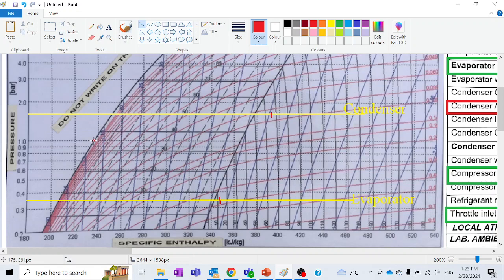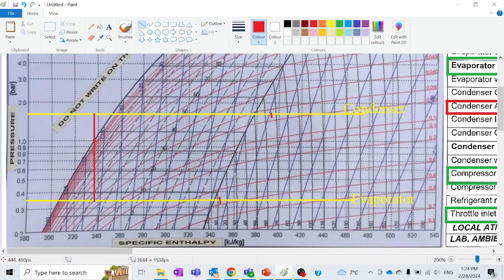exit corresponds to the throttle inlet. So trace a vertical line corresponding to 36, and we are here. So now we have also traced a point for 36 as well. Since this is a throttling process, during throttling the enthalpy does not change. Since it's a pressure enthalpy diagram, a vertical line indicates constant enthalpy in the throttling valve. So we can also trace that line down vertically up to this point.